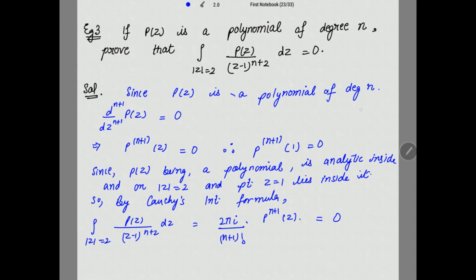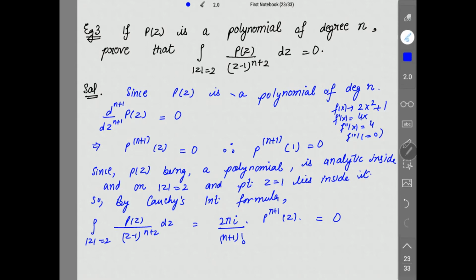Obviously, suppose you have 2x² + 1. This is a polynomial of degree 2. That means the third derivative will be 0. See, suppose this is f(x). The first derivative is 4x. The second derivative is 4. Then the third derivative, obviously, is equal to 0. Whenever you have a polynomial of degree n, the (n+1)th derivative will always be 0.